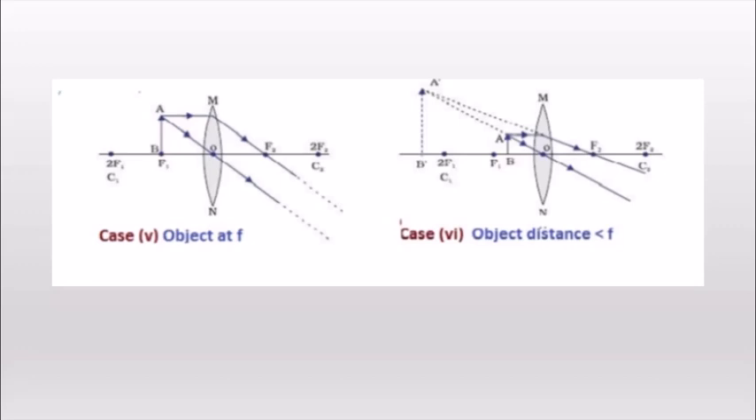Next, we have the sixth scenario, when you keep your object between f1 and O. Now, as you can see, AB is present on one side, and after refraction, the image which has been formed, A dash B dash, is also on the same side. So we can say from this that when you keep an object between f1 and O, the image is formed on the same side of the lens, and it is a very large image, virtual and erect. It is not inverted, it will be an erect image.